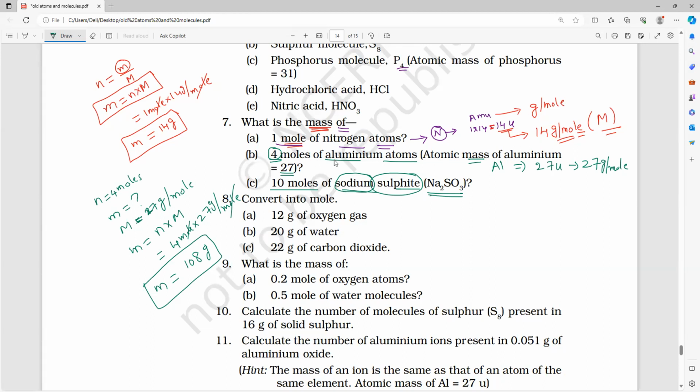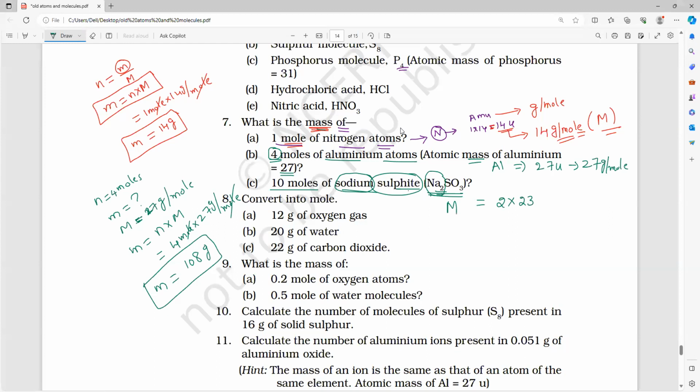So sodium sulfite it is. We all know the formula, or not? We don't bother about it. First, they are asking mass. Mass means immediately what do you have to calculate? Molar mass. Yes or no? Please respond. What is the molar mass of sodium sulfite? Tell me the number of atoms of the first element, sodium. How many? 2.